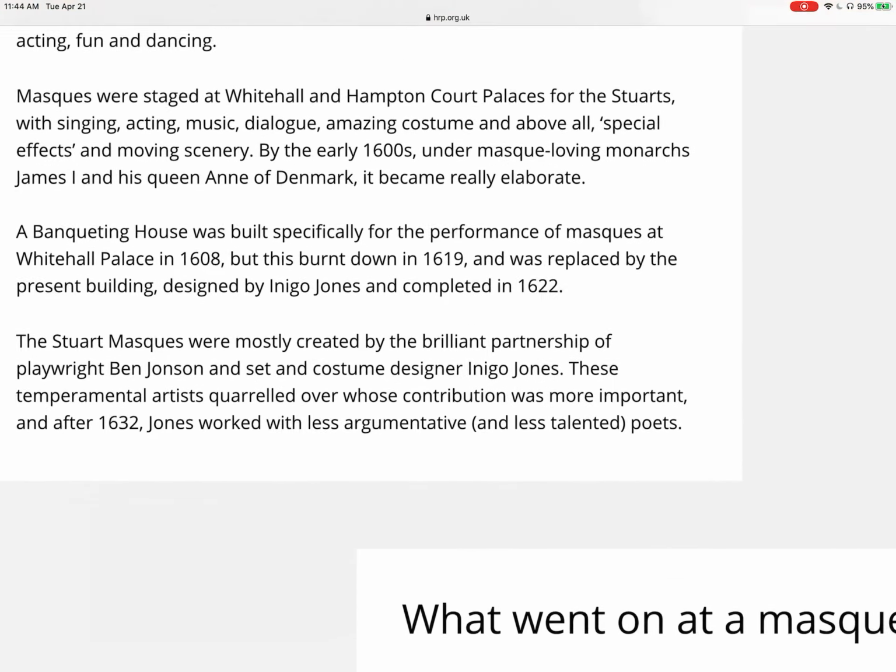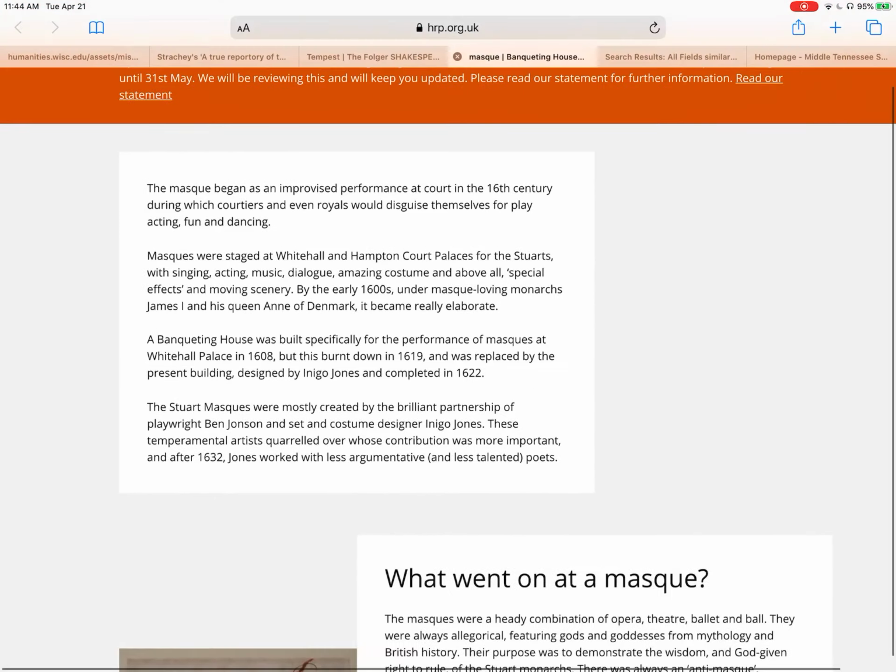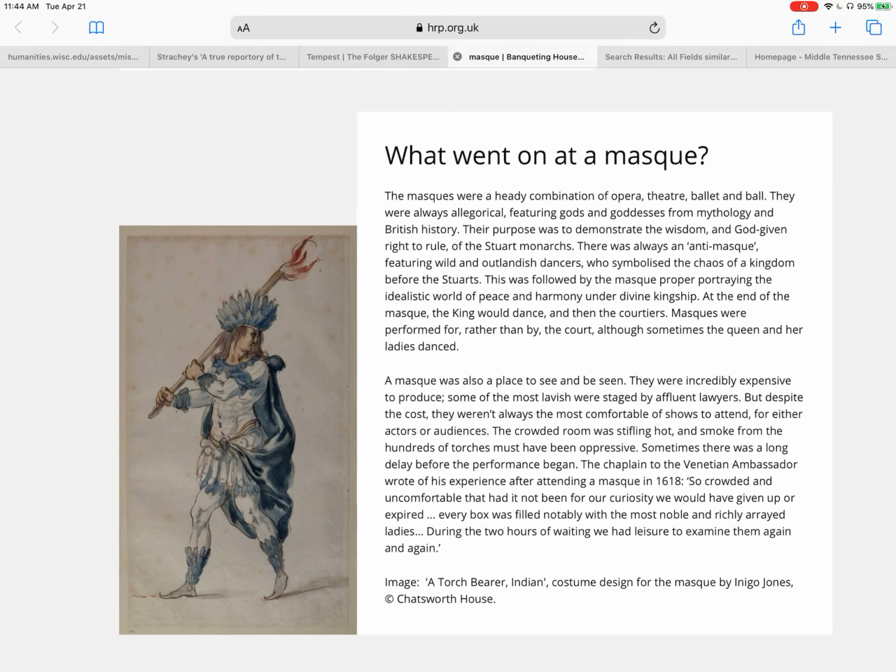You can see here this costume designer, Inigo Jones. He made really lavish costumes, really lavish sets, and the masks were just really gorgeous. So here's one of the costumes that Jones designed. And over here you can see the mask is a combination of opera, theater, ballet, and ball. Now, in the middle of The Tempest, we have a wedding mask, right, where lots of spirits and goddesses come and dance and bless the wedding, right? And so part of this dancing is mask, okay?